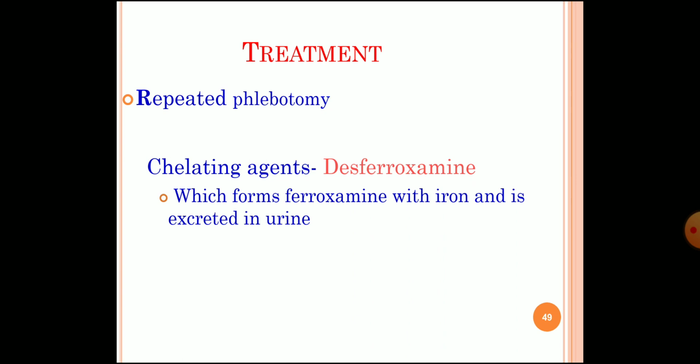So it is an important question. Usually source, RDA, absorption, transport, and storage of iron can be asked as a 5-mark question. Source of iron, recommended daily allowance of iron, absorption of iron, the transport of iron, and the storage.